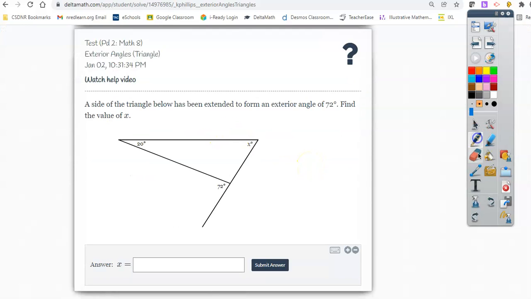All right, look at this one very carefully. I have an exterior angle, and the angle I'm looking for is remote. So that means that these two add up to make 72. X plus 20 is equal to 72. So subtract 20 from both sides, and you get your final answer. And that's how you complete homework number 7.